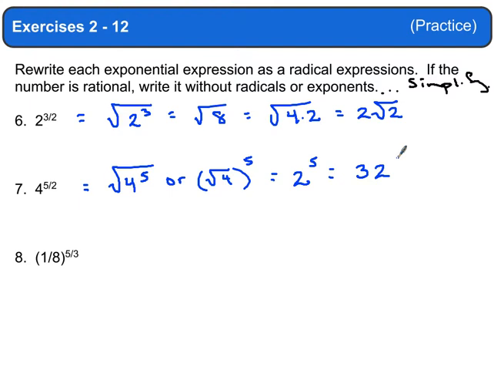So the letter number 8, this would be the cube root of 1/8, and then we'll put a 5 on the outside. Because I know the cube root of 8. The cube root of 8 is 2. So the cube root of 1/8 is going to be 1/2. And we raise that to the 5th power. So 1 to the 5th power is still 1. And 2 to the 5th power is 32.